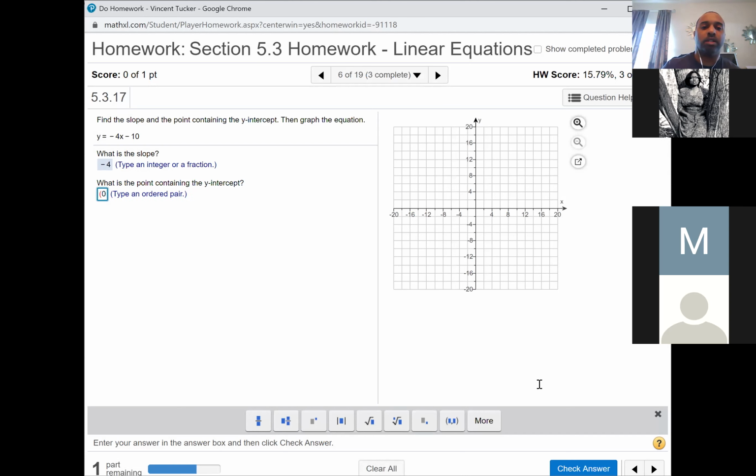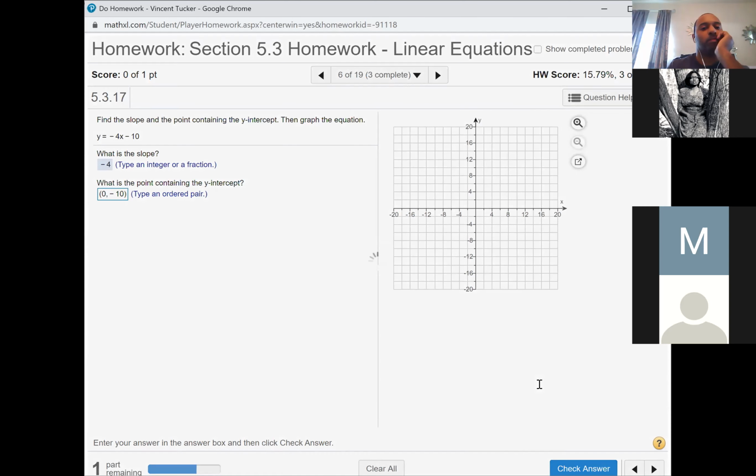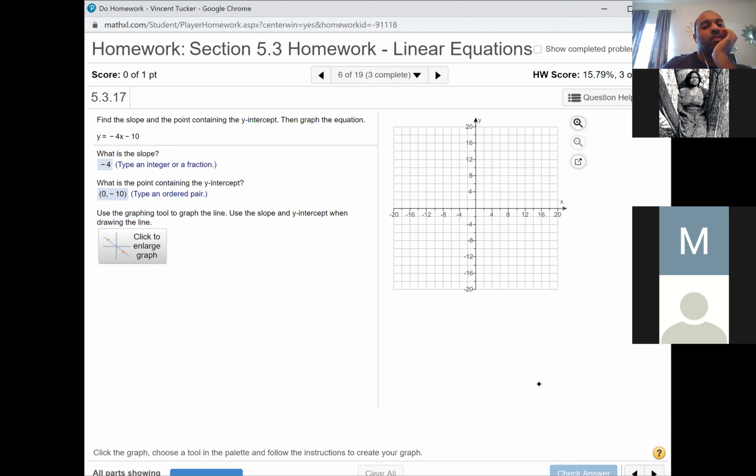Remember, if your y-intercept, 0 is your x. So we're talking about that -10. That -10 is your y-intercept, but as a coordinate, as an ordered pair, 0 will be x.